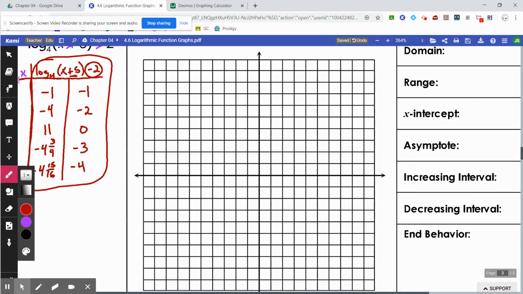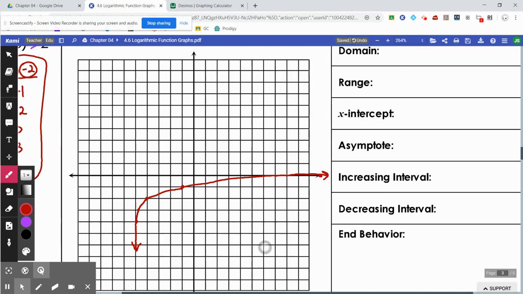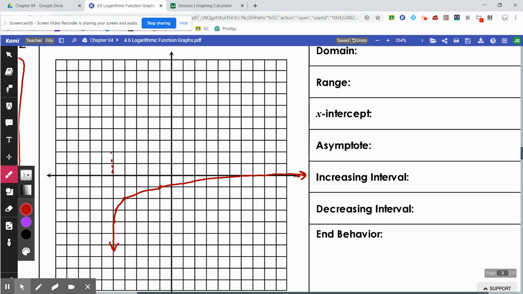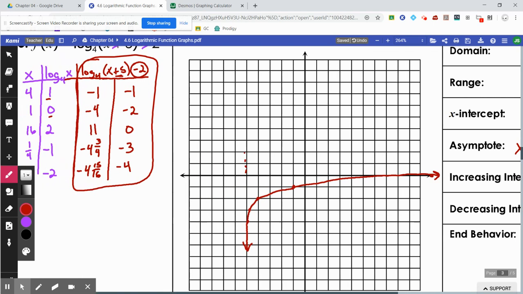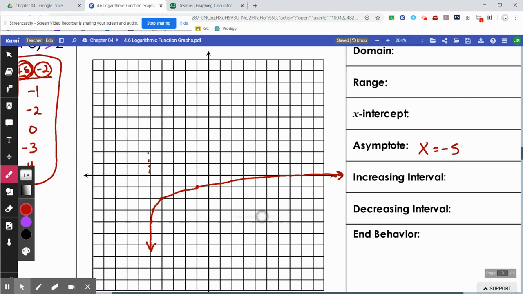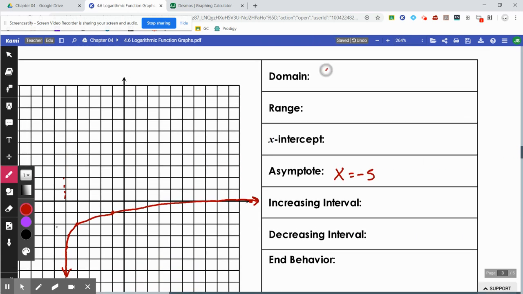Let's go ahead and plot those and connect our dots. And there's your graph. Notice the asymptote line looks like it's right here now. And the reason it's over here at x equals -5 is because once again your graph got shifted left 5 units. So therefore your domain is going to be from -5 forever. Your range extends forever down and up.